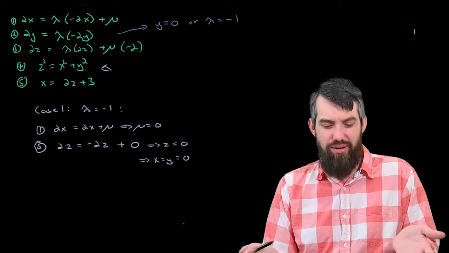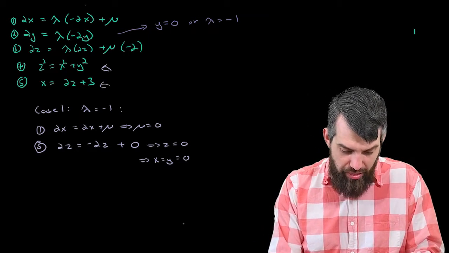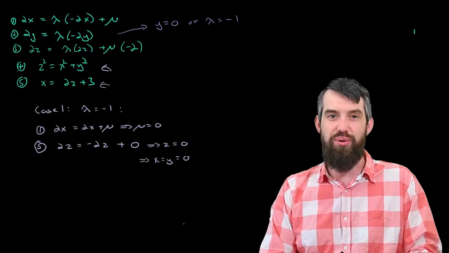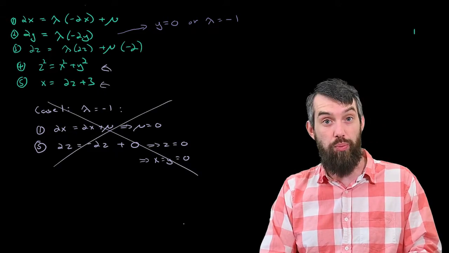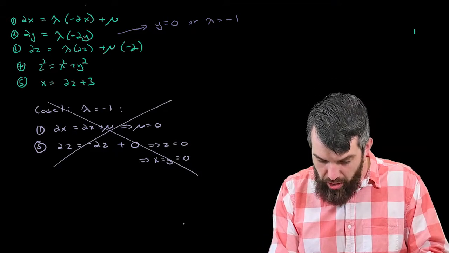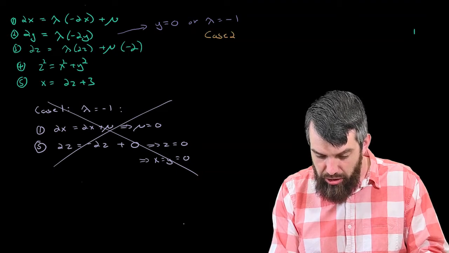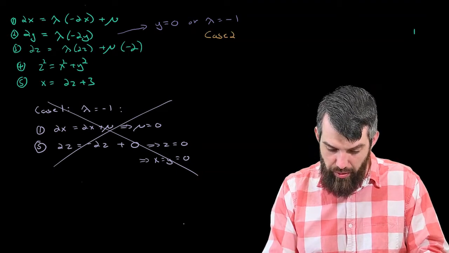And this point clearly doesn't work. For example, if I go and look at the third equation here, you get 0 is equal to 0 plus 3. So this whole case 1 is just not possible. Okay, so moving right along, let's maybe now look at case 2. I'll do it up here if you prefer.